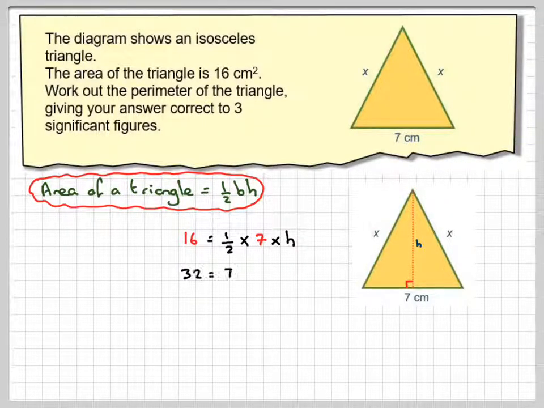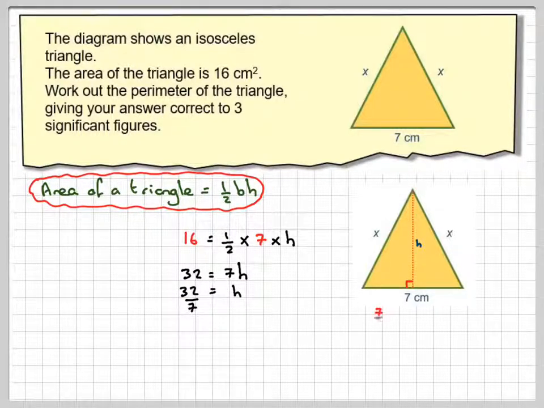2 times 16 is 32, so we get 32 is equal to 7h, and we're going to use h is equal to 32 over 7. Now we're going to be careful because this is a two-stage problem, and we don't want to incur a rounding error, so with these modern calculators with the fraction button, we could leave the answer just like that.